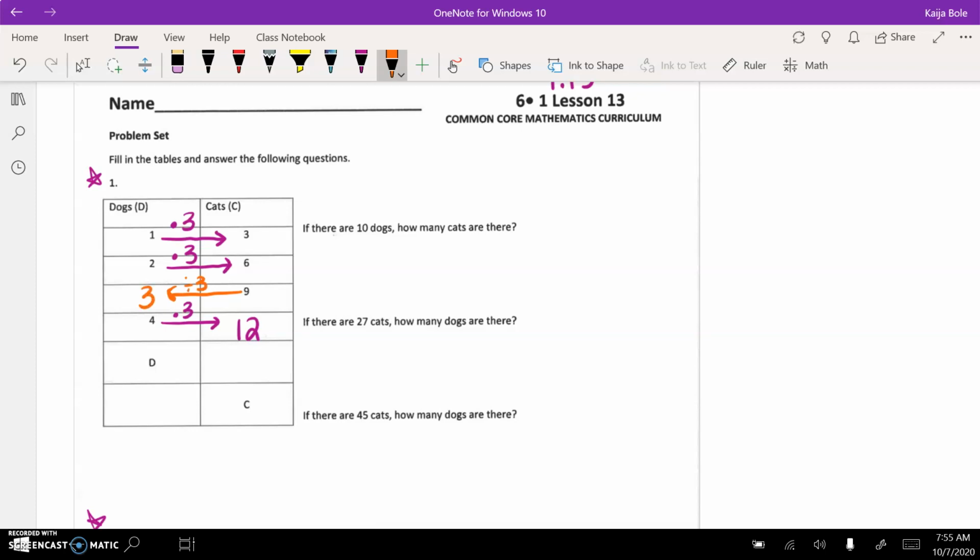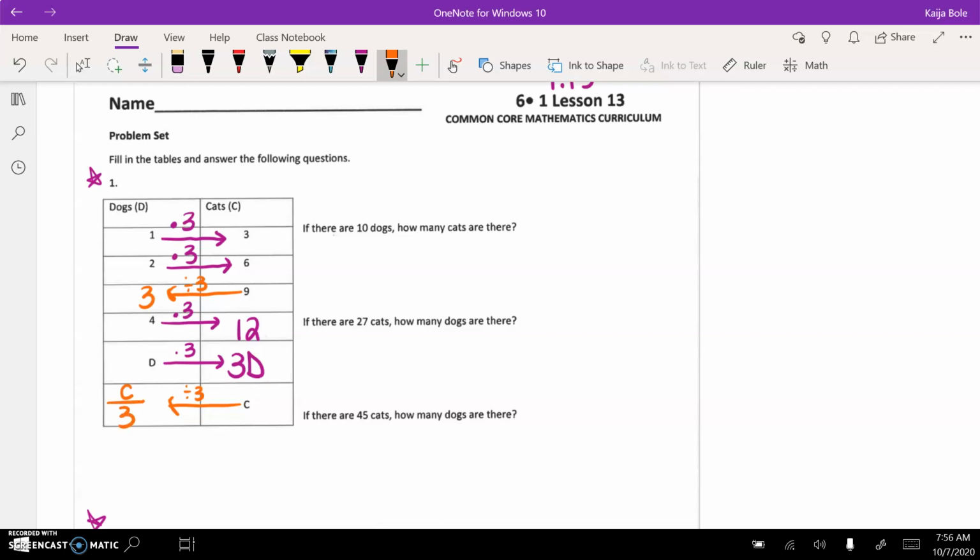Now, I need to write my expressions. So when I was going across to the right, I was multiplying by 3. So that means I'm going to take my D and multiply it by 3, which would look like 3D. Remember, we don't need the dot. And now for the C, I have to go the other direction. So that means I'm dividing by 3, and I want to write this as a fraction. So we're taking our C, putting it over the 3.